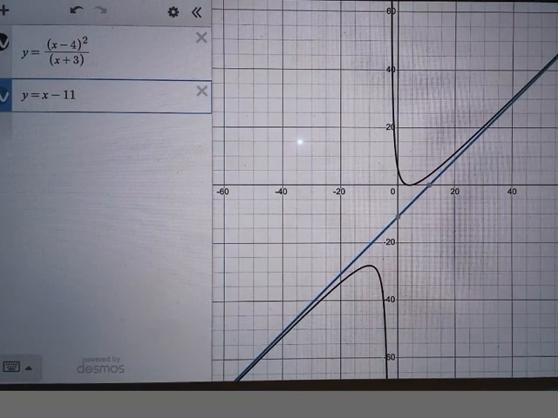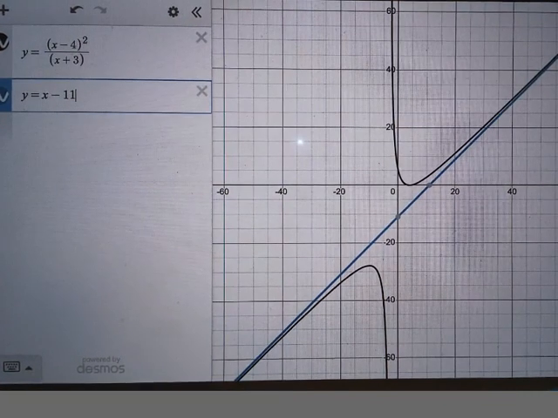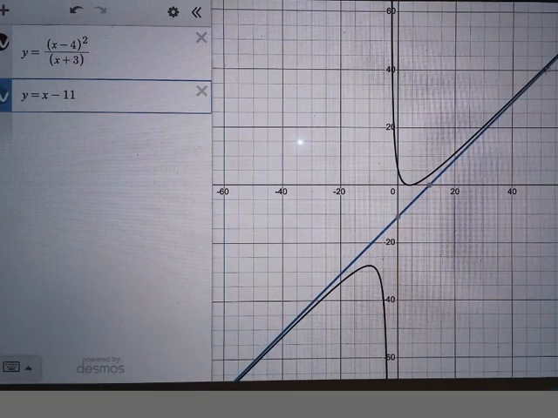Sometimes you have to do long division. Sometimes you can do synthetic division. But that's how you find this oblique asymptote. All right.